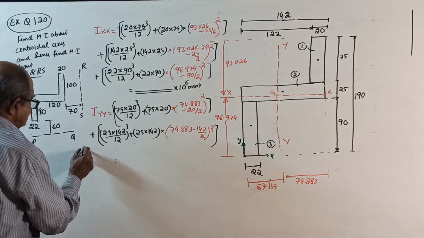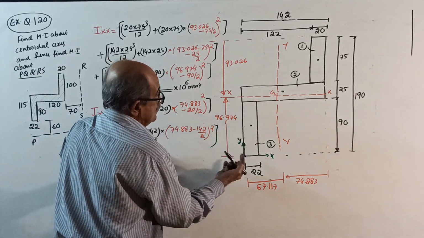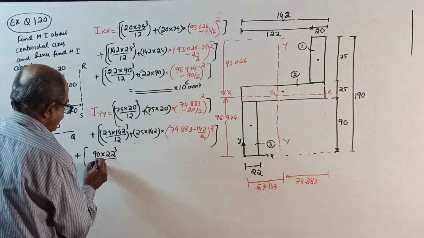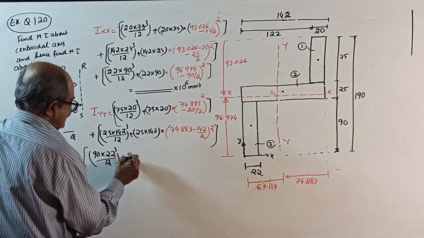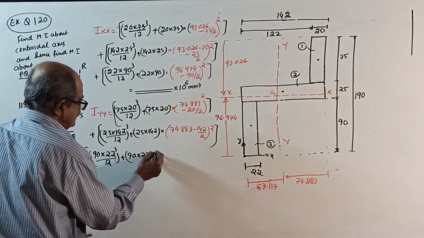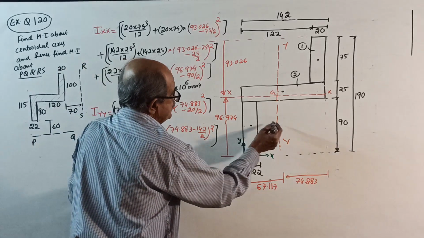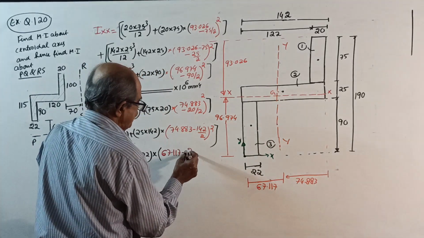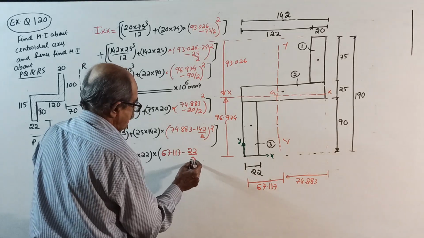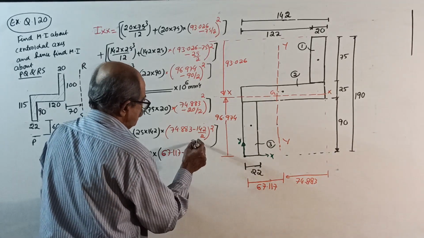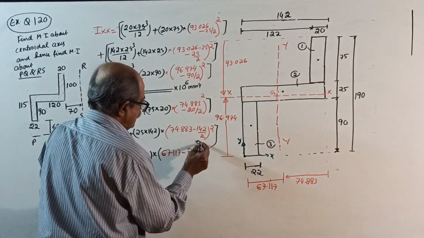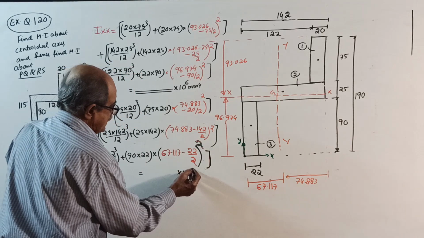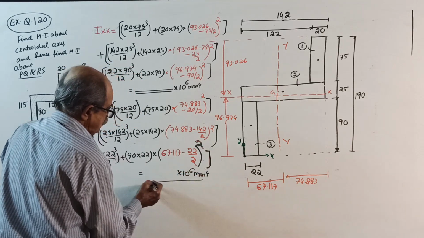Plus the last one, I about YY for this one: 90 into 22 cube by 12, that is Ig, plus 90 into 22 is the area, into this distance square, which is 67.117 minus 22 by 2, whole square. Red color, no problem; color is not important. You get IYY. I will write the answer later: 10 to the power 6 millimeter power 4.